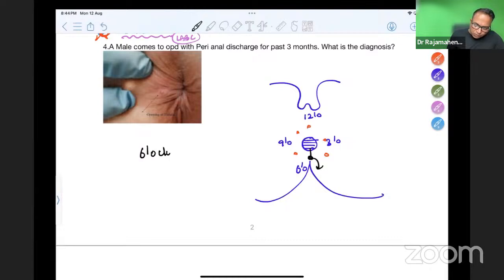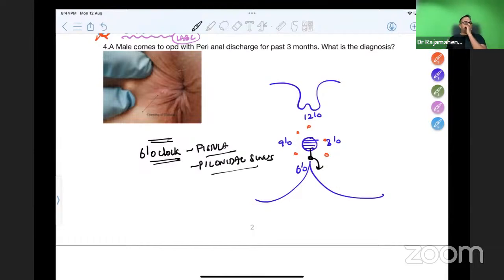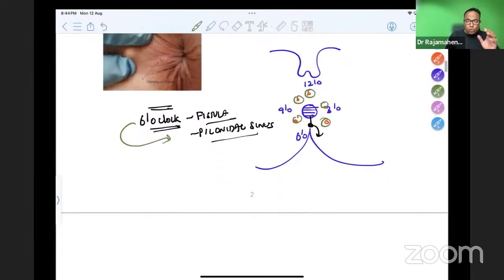So at 6 o'clock, if you see an opening in the image, it can be a fistula or it can be a pilonidal sinus also. Both options can happen only in the 6 o'clock position. Please remember, pilonidal sinus will not happen in any other position. Like at 12 o'clock, you will never see pilonidal sinus. Pilonidal sinus means it will happen only in the gluteal cleft.